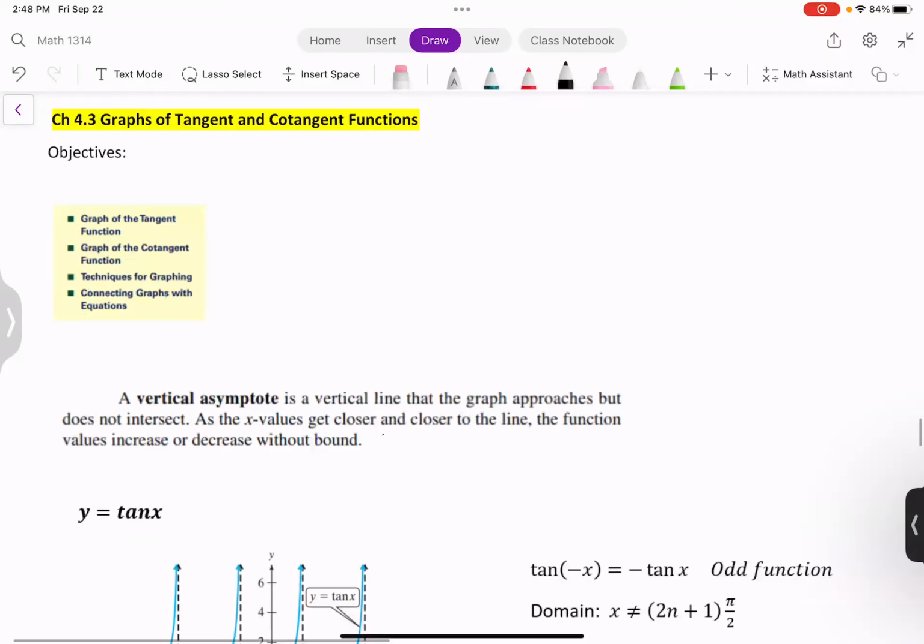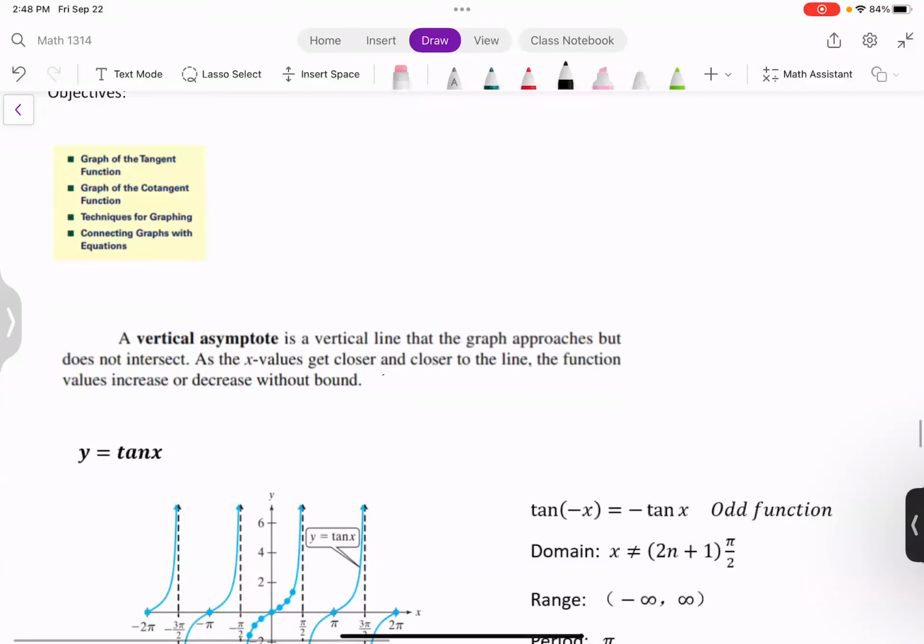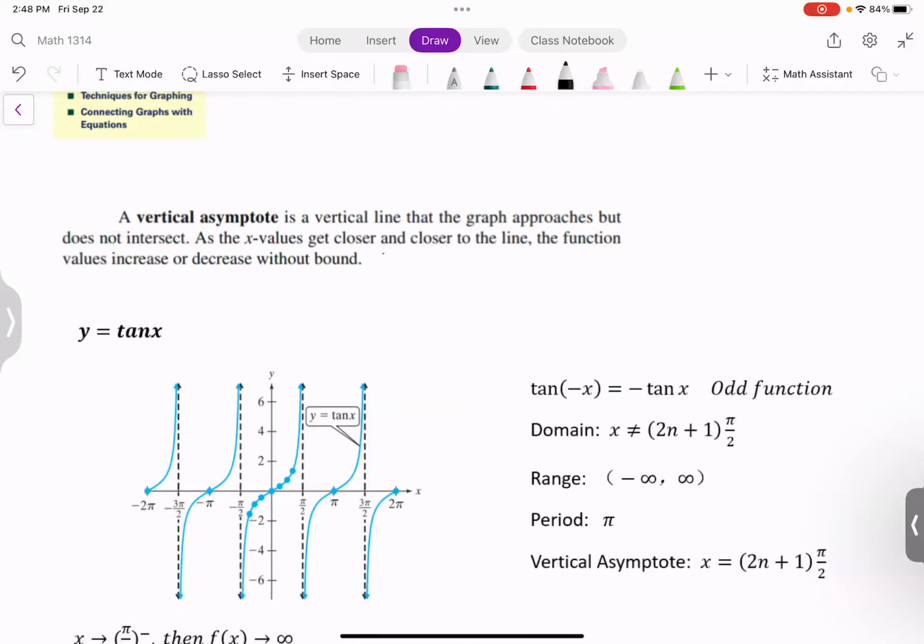This video we're learning 4.3, graphs of tangent and cotangent function. Before we learn the function's graph, let's see the definition of vertical asymptotes. We have learned vertical asymptotes in college algebra, in the rational functions area.